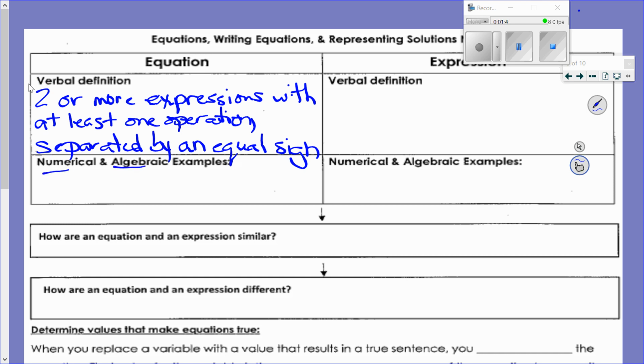So numerically, I could say something like 5 plus 8 equals 13. That is an equation. Has an expression with an operation. The expression on the other side is simplified to one term. That's an equation. I can also do this algebraically.